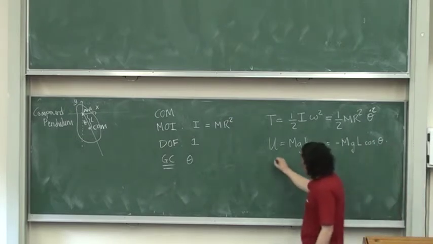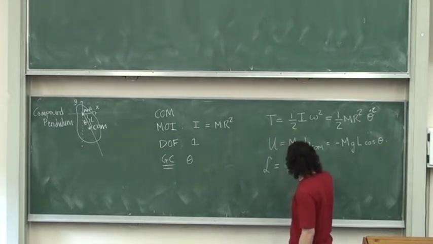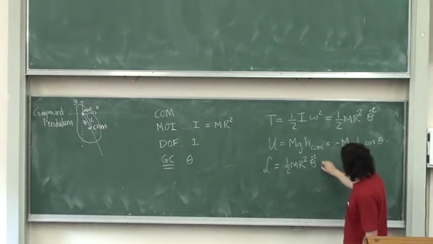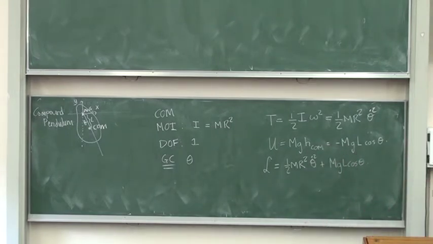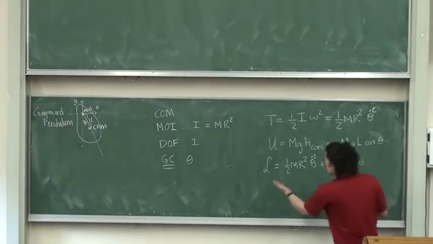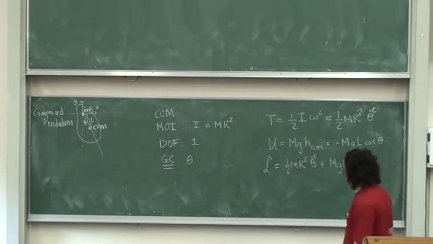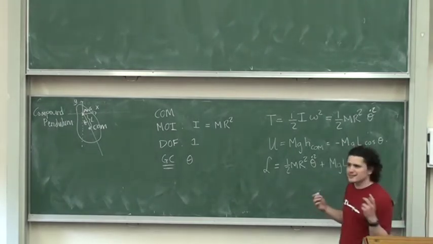Alright, so that's all very simple. We can now write down the Lagrangian. The Lagrangian is simply 1/2 m r squared theta dot squared plus mg L cos theta. So the equation of motion, which is the next step, is something we can compute by simply taking the appropriate derivatives, working out Lagrange's equation. Right, so d by dt of del L by del theta dot is equal to del L by del theta.